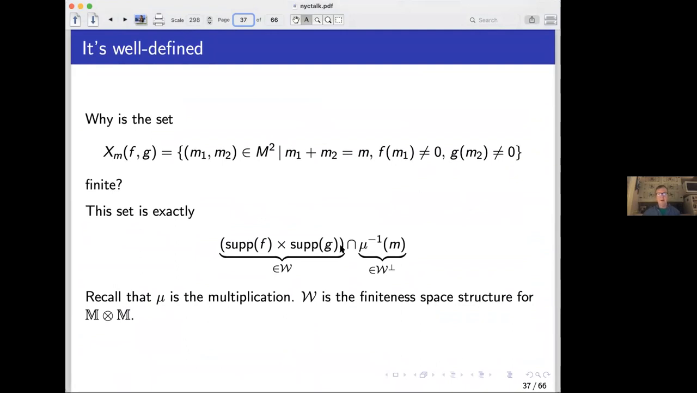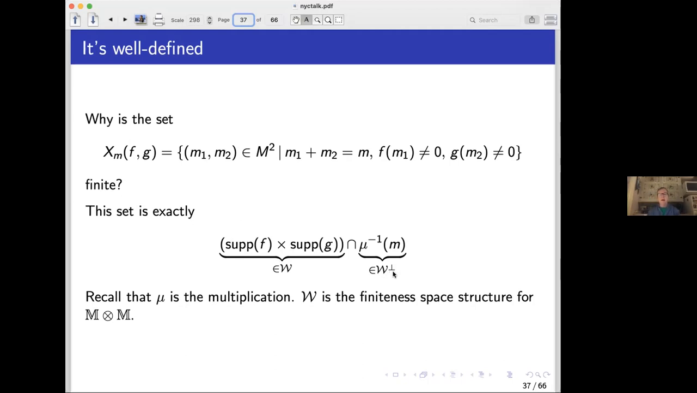And so this is one of those things you need to stare at for a few minutes, but the point is the support of F cross the support of G, that is a finitary subset in M tensor M. Because remember, the finiteness structure on M tensor N is defined by taking all the squares, which are a product of a finitary thing and a finitary thing. So this support of F cross the support of G is finitary.